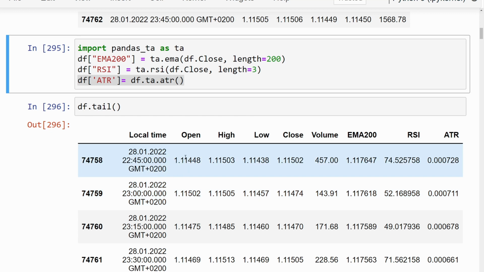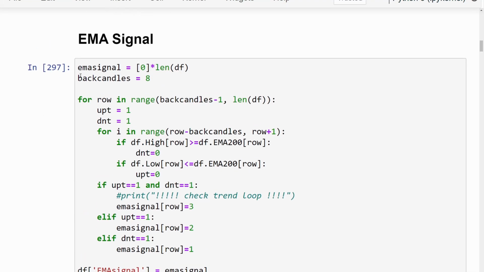So now our data frame contains more columns. We have the exponential moving average, the RSI, and the ATR on top of the previous columns that we already had as a start. We can start computing the exponential moving average signal. So this is the trend detection. Remember that if the price is trading above the 200 EMA, we are considering we are in an uptrend. And if the prices, meaning the candles, are below the 200 EMA, we have a downtrend. This is our way to detect the trend in this particular strategy.